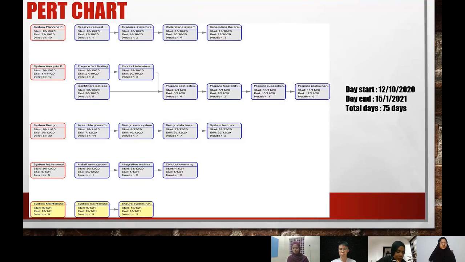And then we do integration and testing for errors. Next, we conduct a coaching lesson for the client. For the system maintenance, first of all, we do system maintenance for 5 days, and then we ensure the system runs properly for 3 days. So at the end, the total number of days to develop our new system is 75 days, and it is within the time given by the client.